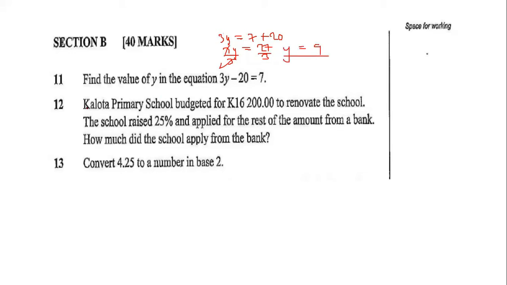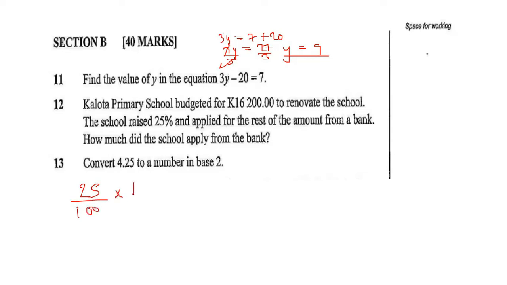Alright, question 12. Carlotta Primary School budgeted for 16,200 to renovate the school. The school raised 25% and applied for the rest amount from the bank. How much did the school apply from the bank? Alright, so here you just find 25%. So 25% is always over 100, or in mathematics means times.